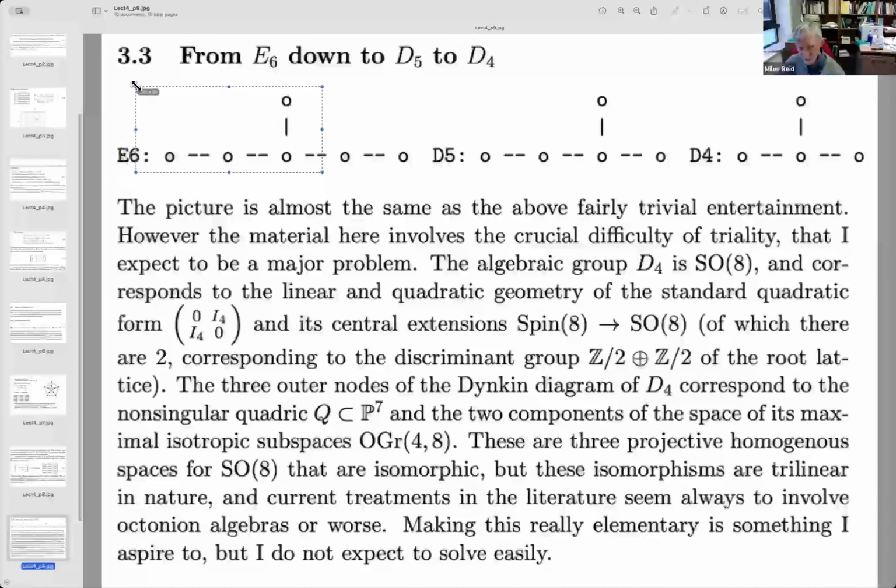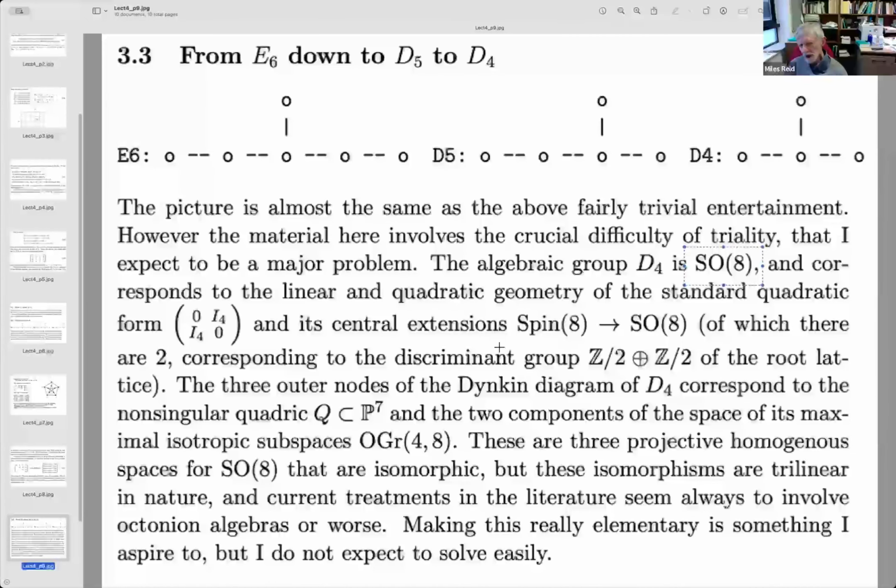All of the even orthogonal groups have spinor double covers. This one has two completely different spinor double covers.